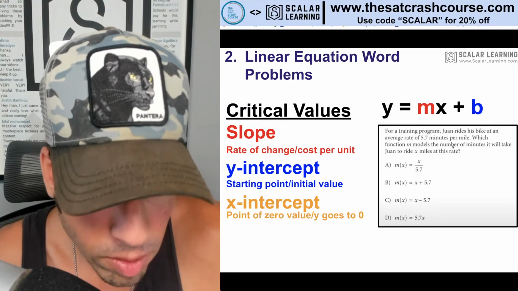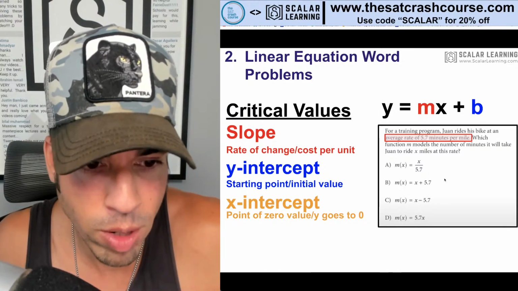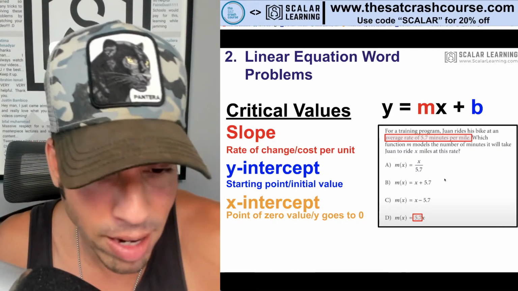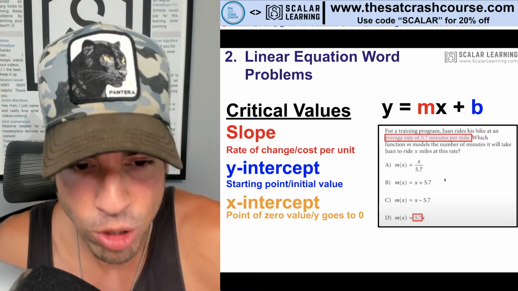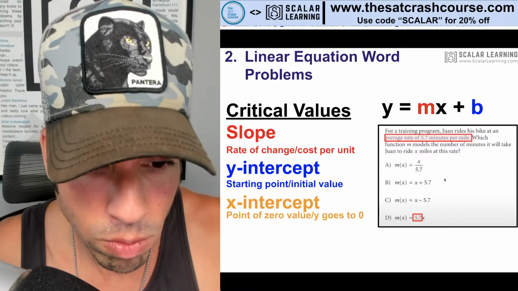So since this is a rate, I should see 5.7 multiplying X, right? So there's my slope. And the only one where I see that correct format, y equals mx, is, boom, right there, option D. Now you might say, where's my B? Well, my B is actually 0, right?